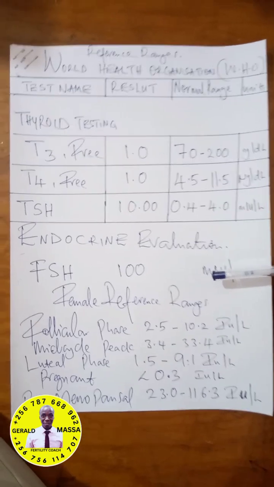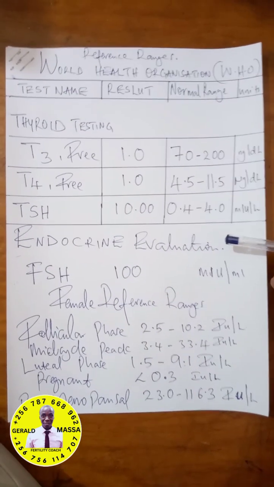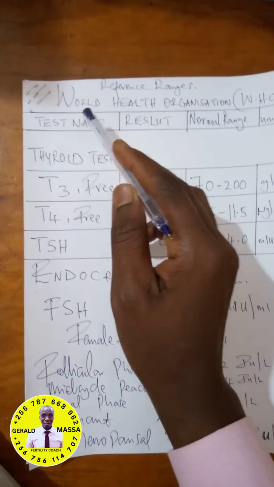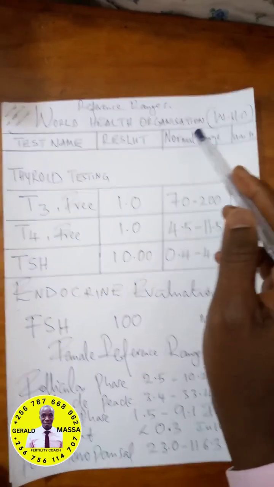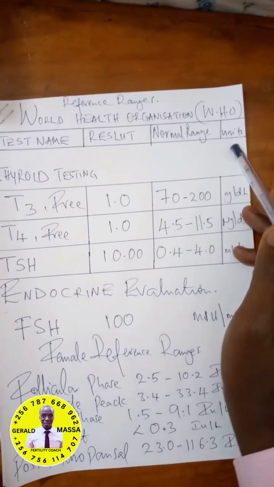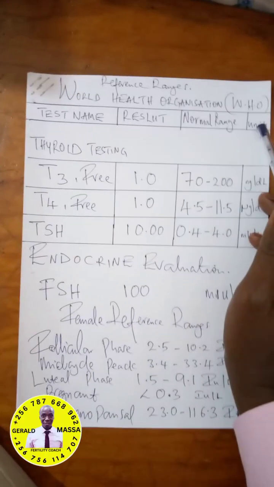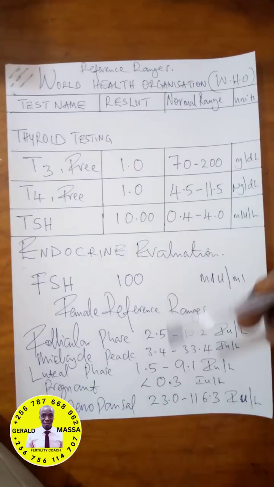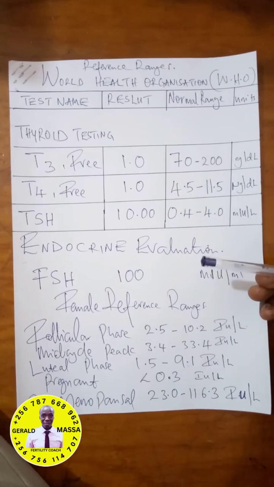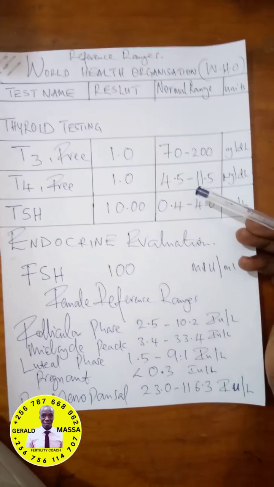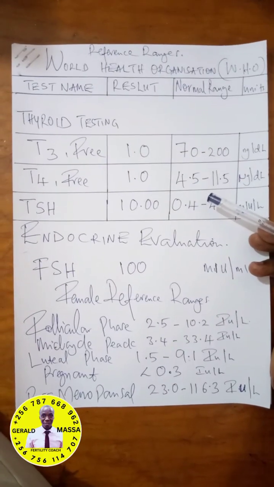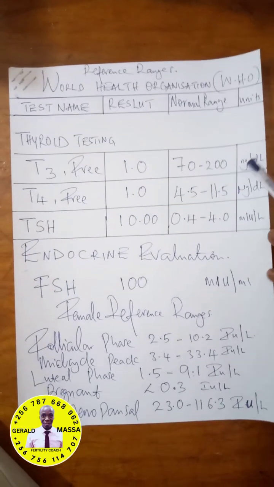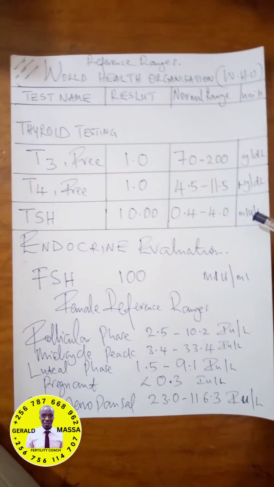Specifically, the interpretation of these results is going to be based on the World Health Organization reference ranges. This is according to the WHO. There are different bodies that have reference ranges, and these can differ depending on whichever reference ranges you are using to interpret your report. But in this particular scenario, I'm following the World Health Organization stipulated guidelines on the reference ranges.